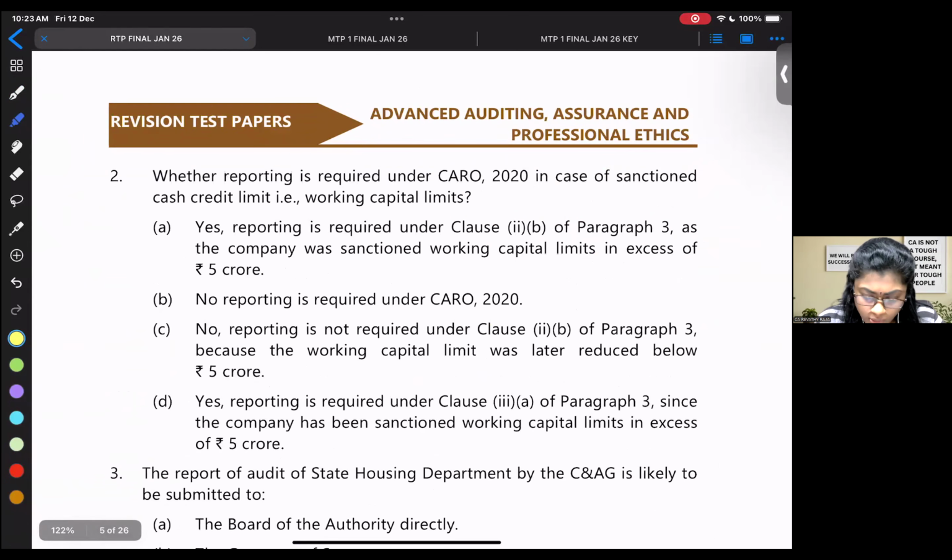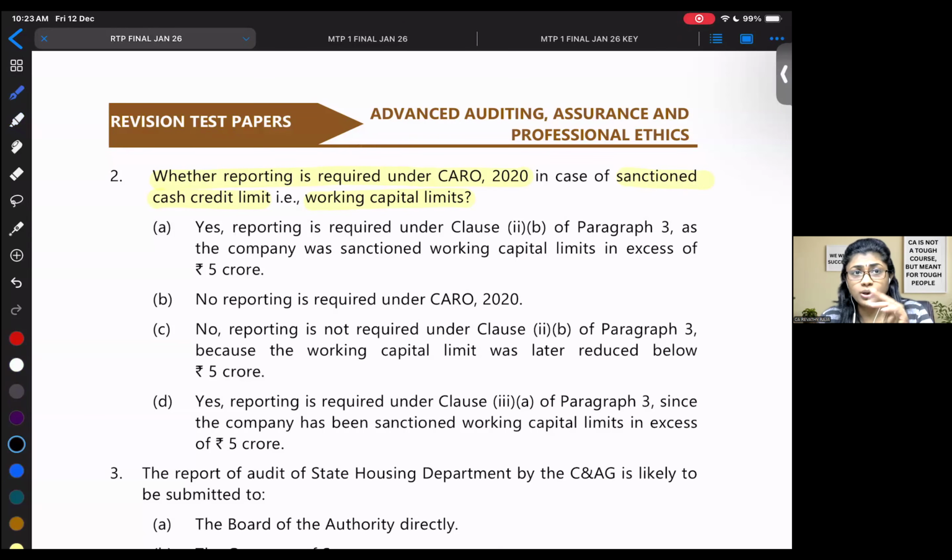Again, it's Caro only. Whether reporting is required under Caro 2020 in case of sanctioned cash credit limit, working capital. Which clause comes to your mind? Working capital limit sanctioned, which clause comes to your mind? Is it clause 1 or 2 or what? Which clause of Caro 2020? That's right, clause 2.